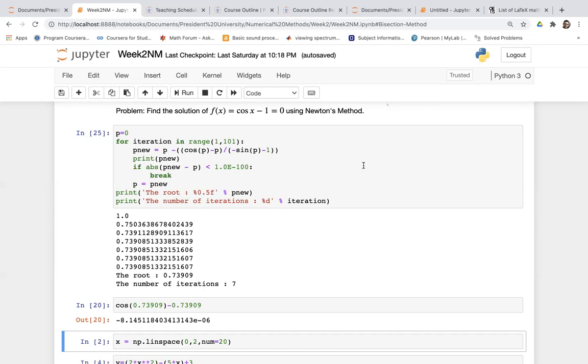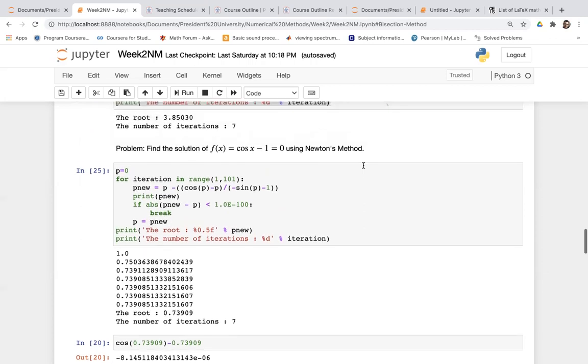You can try. You can change the function. I will give you the task or exercise or assignment. What you need to do is find the root using a different function. So you don't have to change this program. You just change the function, different problem, and observe the result. Okay, that is the assignment for you later.